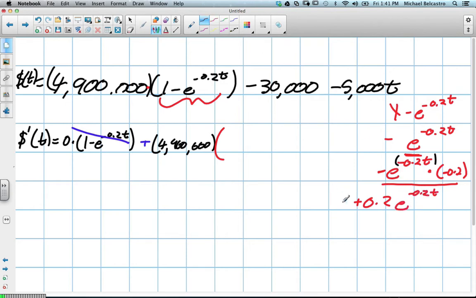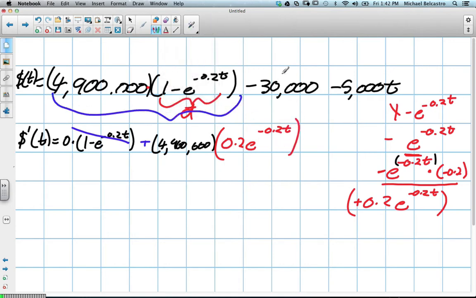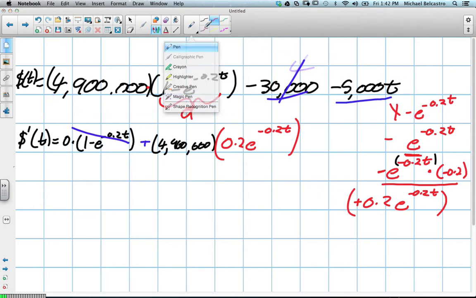So that is specifically the brackets. Okay, so that's this, the derivative of all this. Okay, so we're going to put this in, 0.2 e to the power of negative 0.2t. So now we've taken care of our product rule. We've dealt with deriving these. The next one is 30,000, which derives to 0, so we can drop it off. And negative 5,000t derives to negative 5,000.